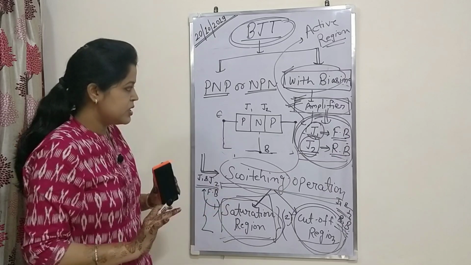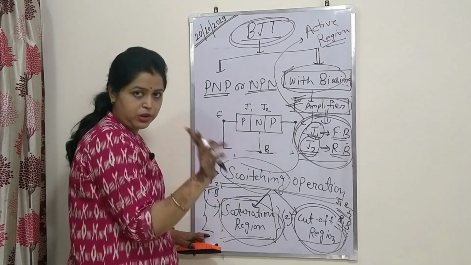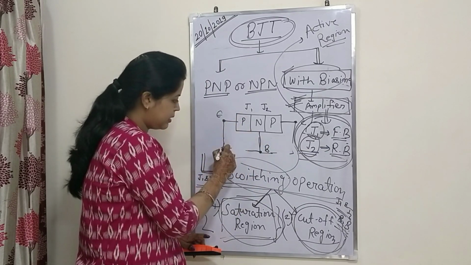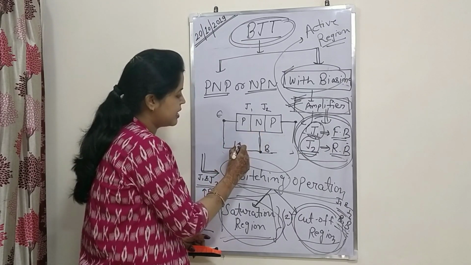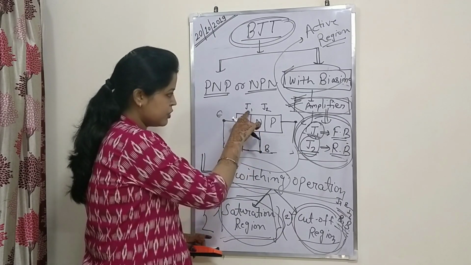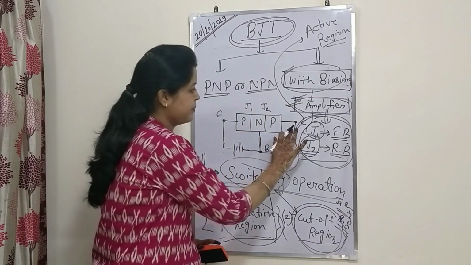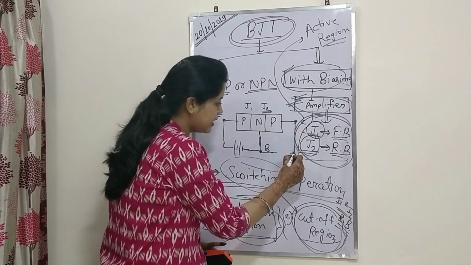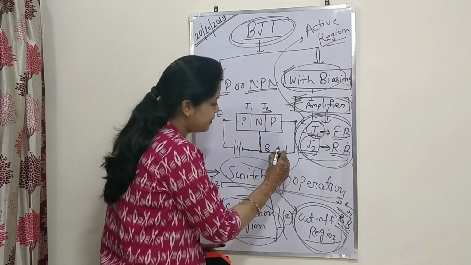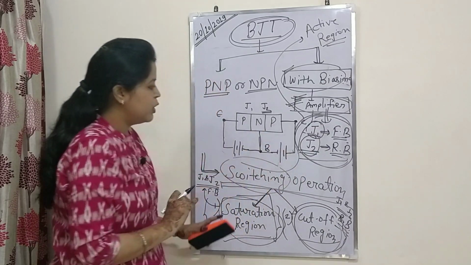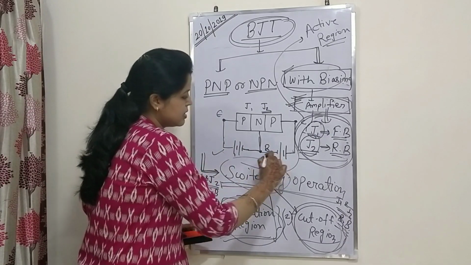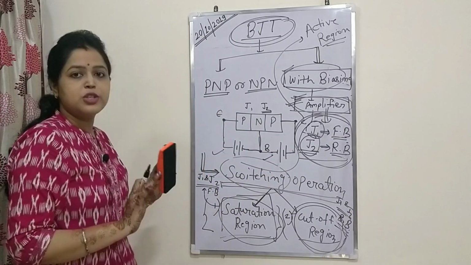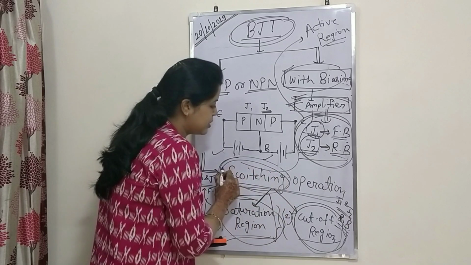Now with saturation region, junctions J1 and J2 both will be forward biased, and in order to provide the forward biasing, the P type of the semiconductor is connected with the positive terminal while N is connected with negative. So J1 is forward biased, while in order to make J2 also forward biased, the P type is again connected with the positive terminal while N is with the negative terminal. So it will look like this. Both the junctions are in forward biasing mode, and in such a mechanism the transistor is used for switching operation.